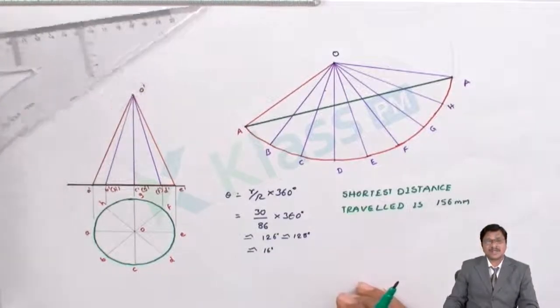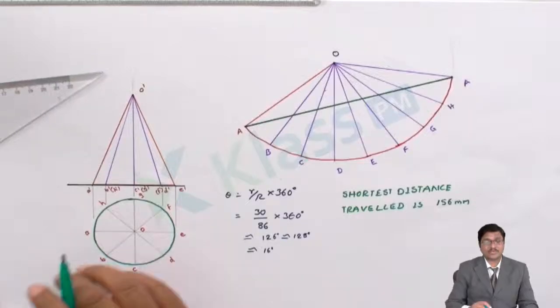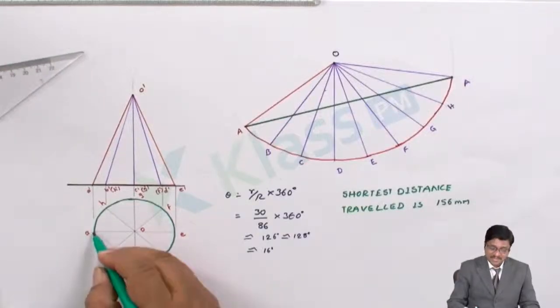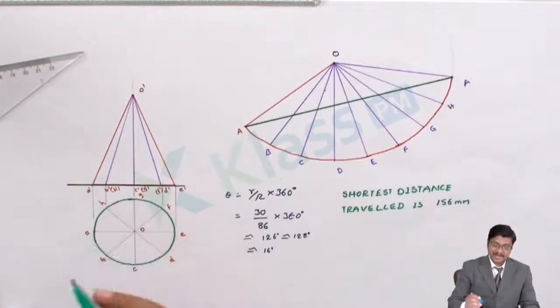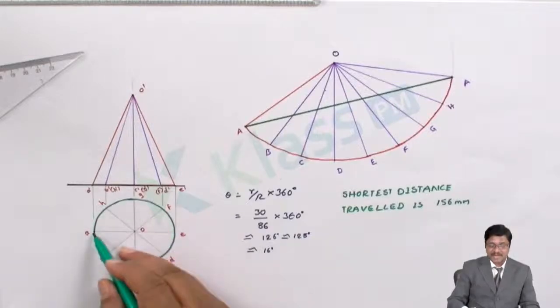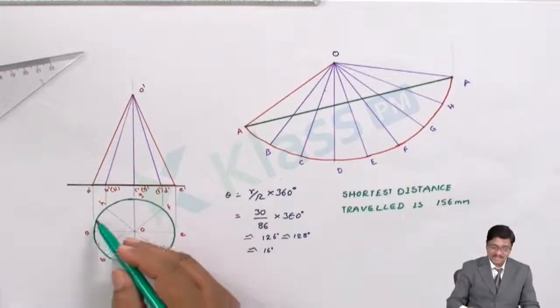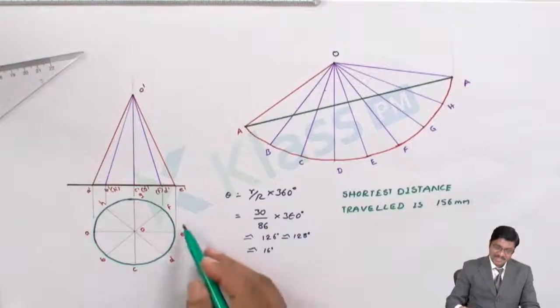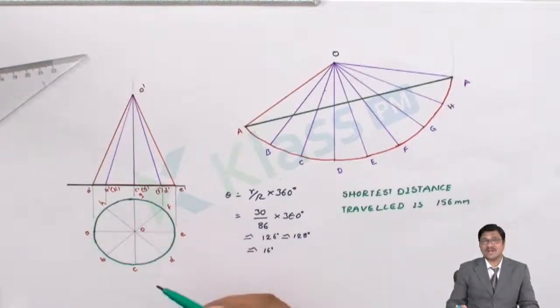Now what is being asked? We want to show that path in the projections. That means the starting point is unknown and the ending point is unknown, which means it becomes the same point again. If it moved along the circumference, I could get A, B, C, D, E, F, G, H and join them. But it does not happen like that.